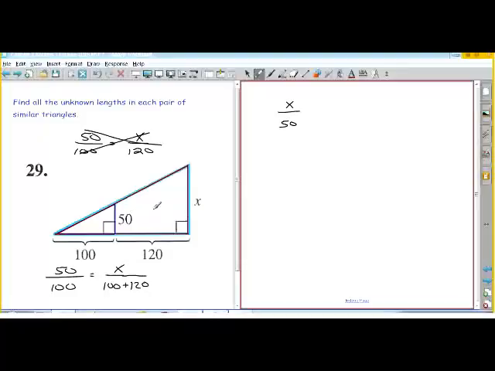Or you could do it between corresponding sides. So I could do x over 50, so this to that would be this whole thing, 100 plus 120, to this side, 100. And you can see if I cross multiply, I'm going to get the same result. So remember, if you have a situation like that, make sure you include the entire length of the larger triangle, not just the part that you see.